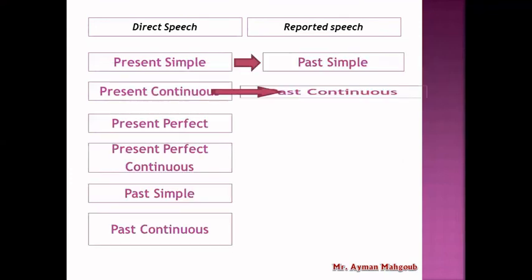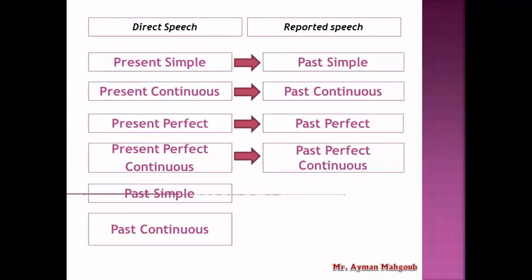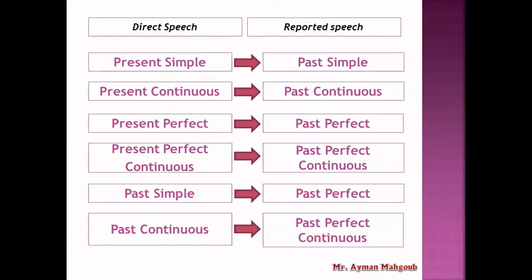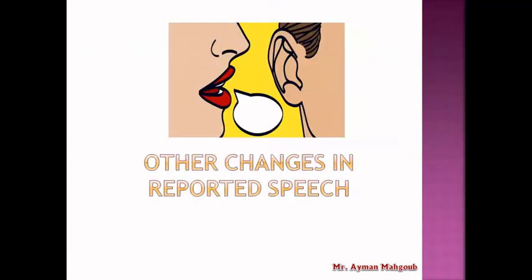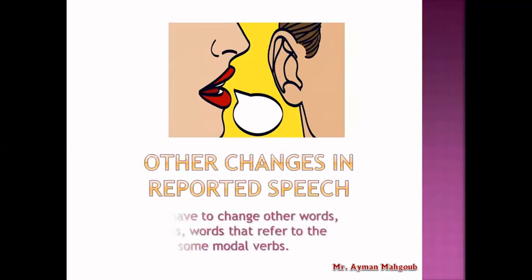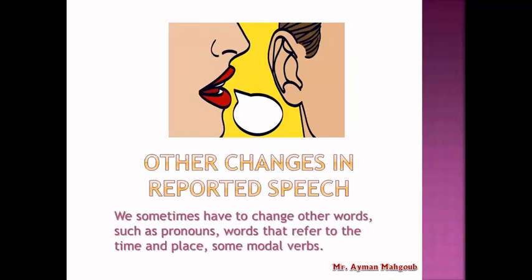So the present simple becomes past simple, present continuous becomes past continuous, present perfect becomes past perfect, present perfect continuous becomes past perfect continuous, past simple becomes past perfect, past continuous becomes past perfect continuous. We have some other changes in the reported speech. We sometimes have to change other words, such as pronouns, words that refer to time and place, and some modal verbs.